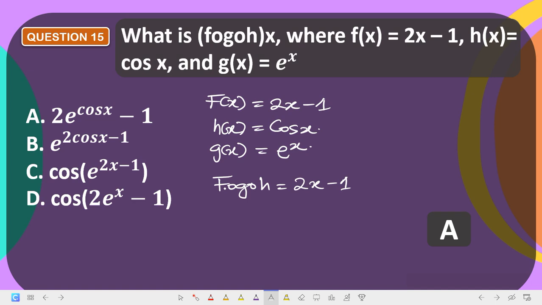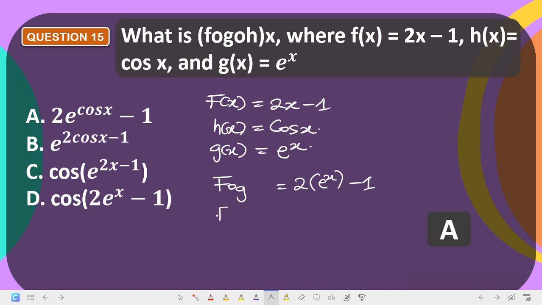Now, for instance, if we are looking for f of g first, what this is telling us is that wherever we see x in f, put the value of g. So look at f. What do you have? 2x. So you put in the value of g. The value of g here is e raised to the power of x. So you now say minus 1. That is f of g.